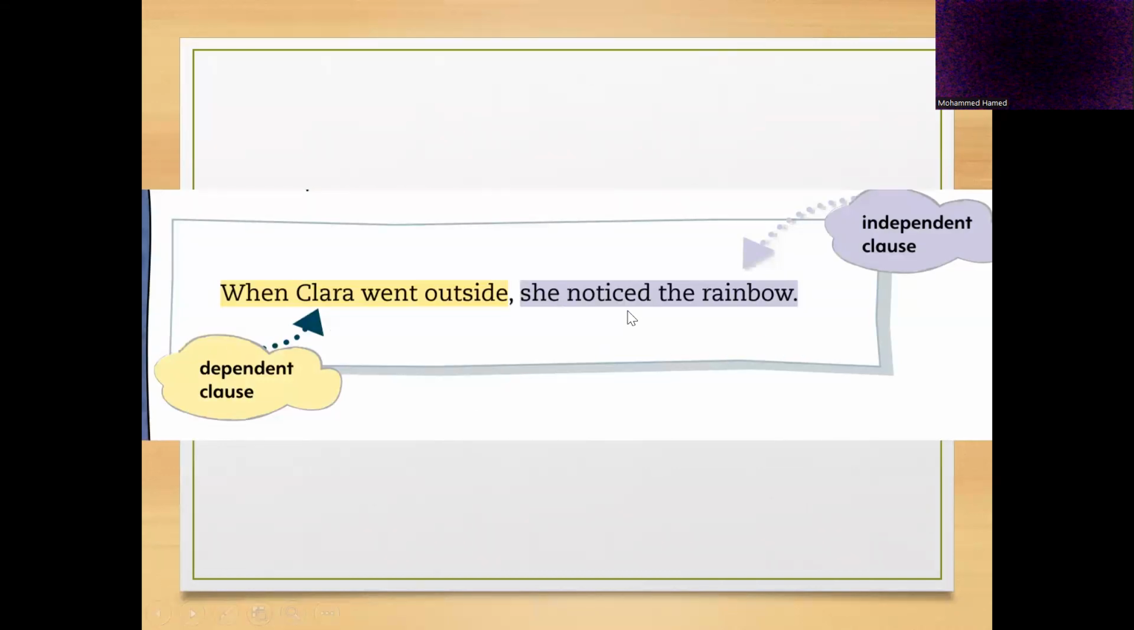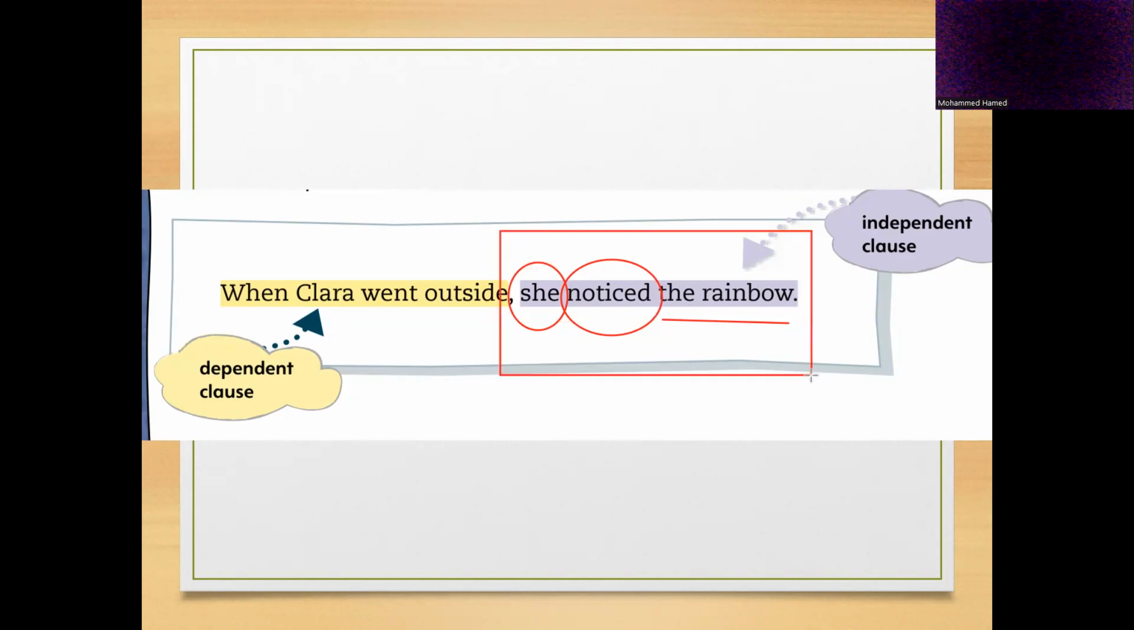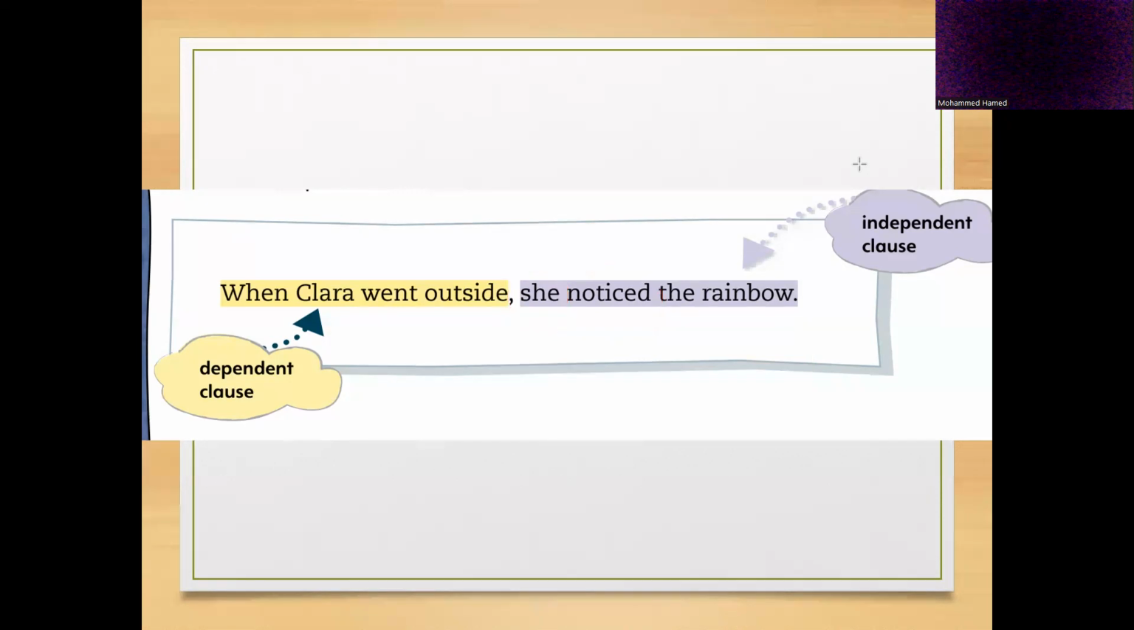So this sentence, she noticed the rainbow, has a subject, and the subject is she. And she has also a verb here. So she noticed, and it gives a complete meaning because she noticed what? The rainbow. Excellent. So now we know which part of a sentence is independent. Yes, it's this part. We call it independent clause. Amazing. I know that all of you are excellent.